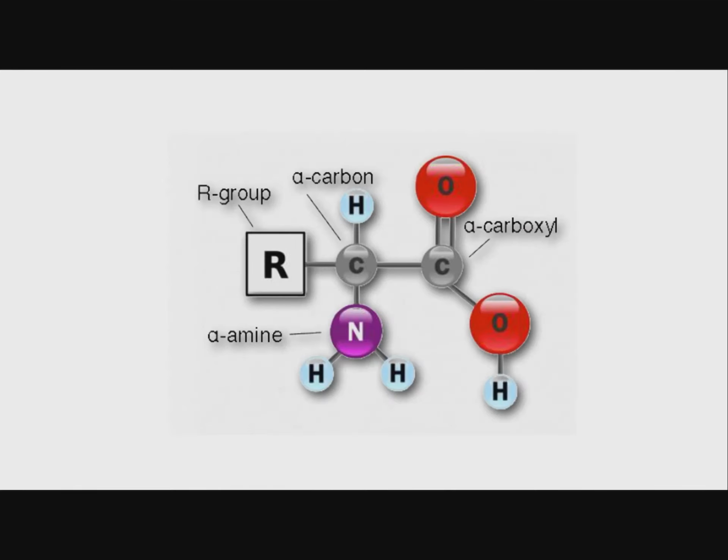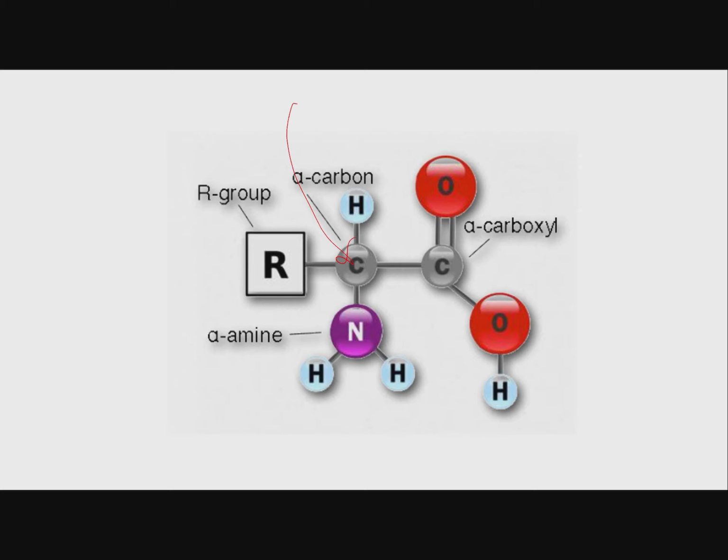So this is a diagram of an amino acid. All amino acids have the same basic structure. At the center of each amino acid is a carbon called the alpha carbon. The alpha carbon has four groups. It has a hydrogen, an alpha carboxyl group, the alpha amine group, and an R group, sometimes referred to as a side chain.